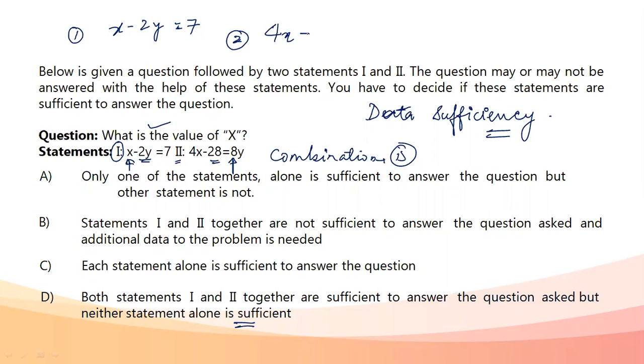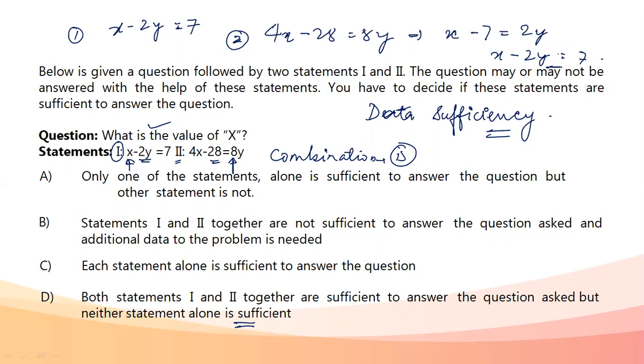The second one is 4x minus 28 equals 8y. Let me rearrange it. Let me make it x minus 7 is equal to 2y. So x minus 2y is equal to 7. Again, I'm getting to the same end. This is the same thing that is given in the first statement.